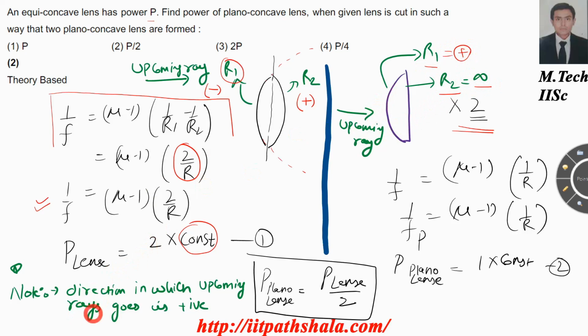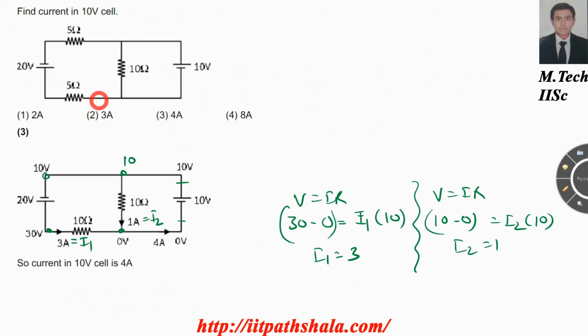Okay, as per the sign convention you can figure out the value of 1 by f and you can figure out the value of power also. Now divide both of them, you will land up with the following expression, which says that option 2 is your correct option. Now it's also a direct question from your worksheet.